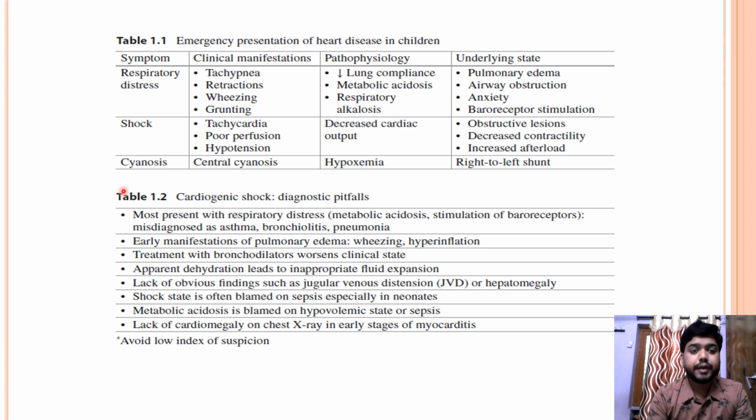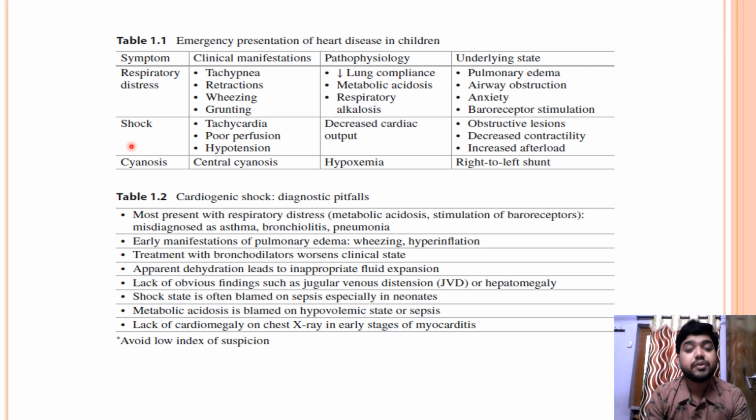Next comes shock. A child landing up in shock can present with cardiac origin emergencies. Features of shock are tachycardia, poor perfusion, and hypotension. This can be present in hypovolemic shock, septic shock, and even cardiogenic shock. Cardiogenic shock has decreased cardiac output, probably due to impaired myocardial contractility, or obstructive lesions like coarctation of the aorta, or duct dependent lesions where the duct is closing within the newborn period, or increased afterload.